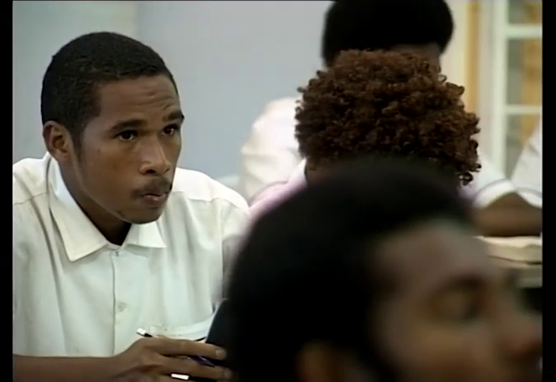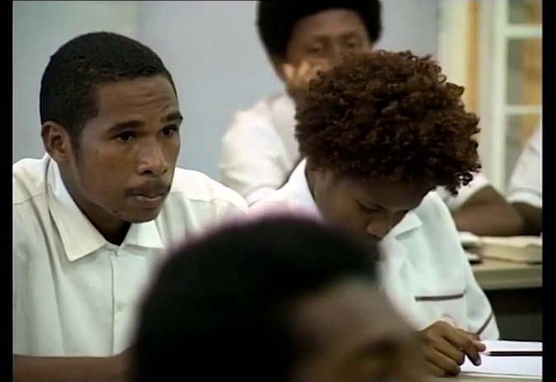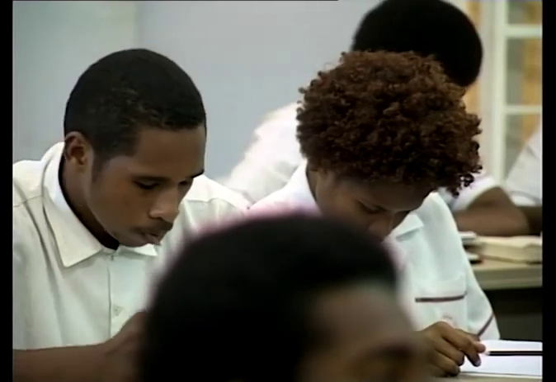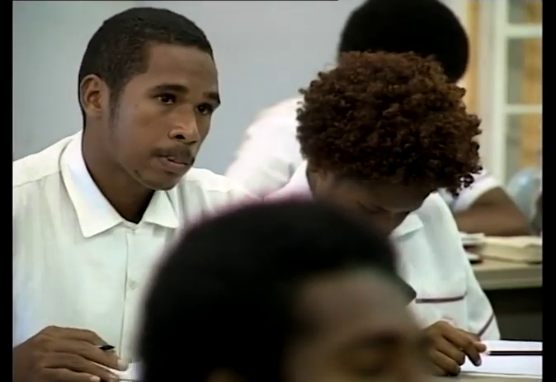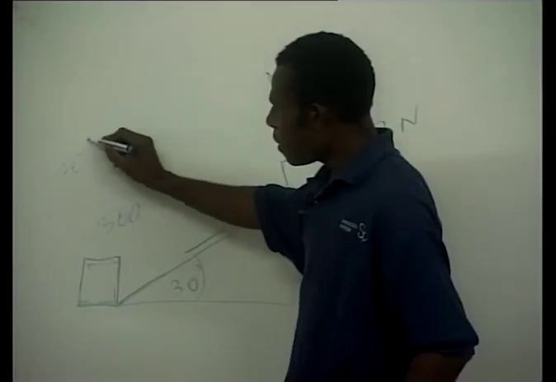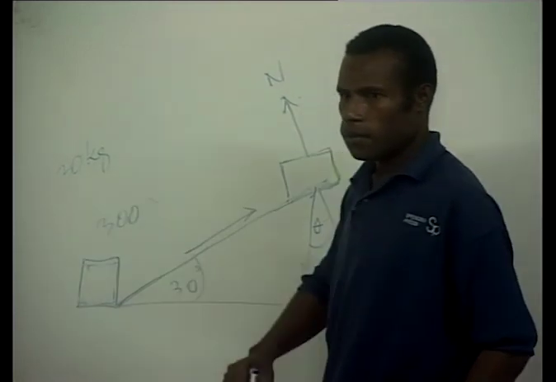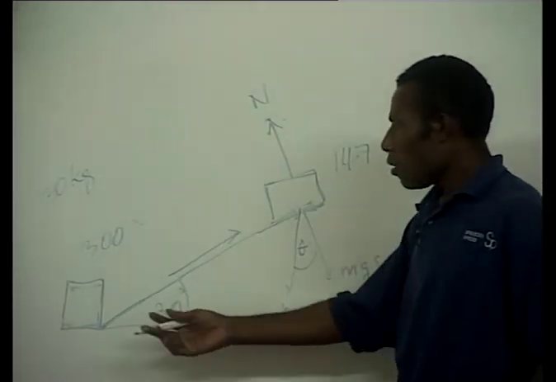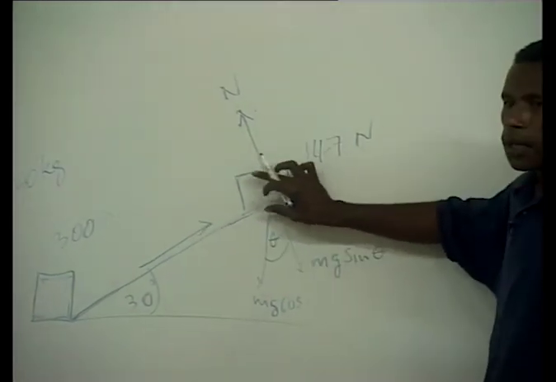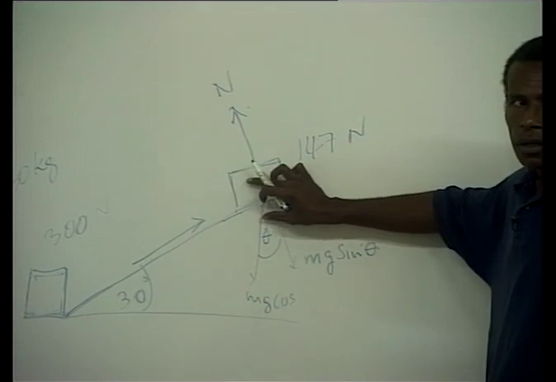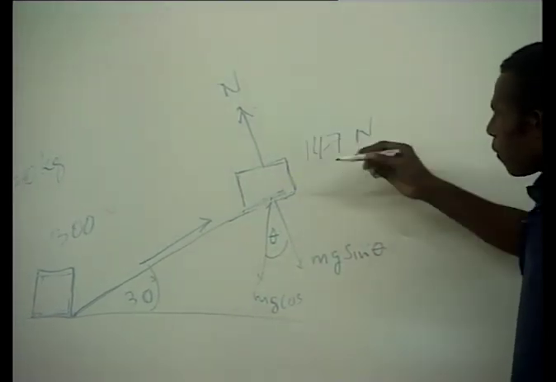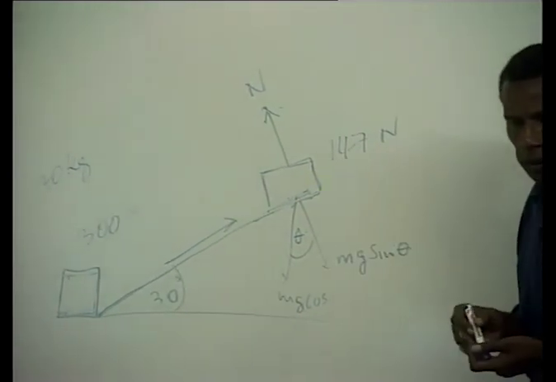Now let's say this is an object having 300 newtons, or in other words, you can assume that the mass is 30 kilograms. Now you are trying to take it to a certain height over here, and that is an inclined plane having a very rough surface. You require a force of about 147 newtons.